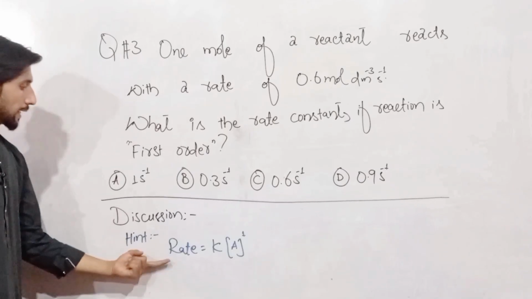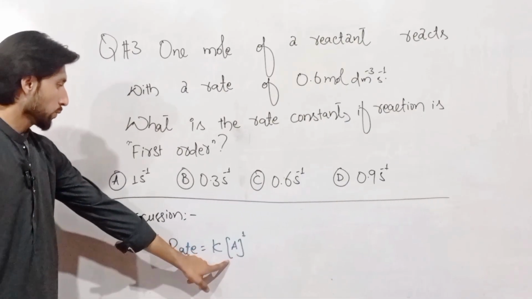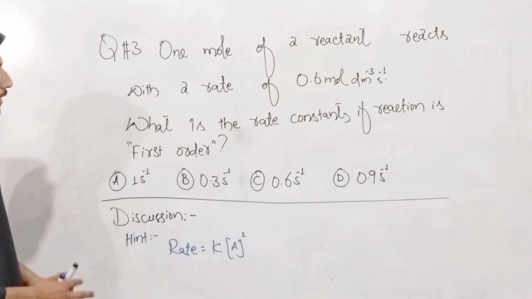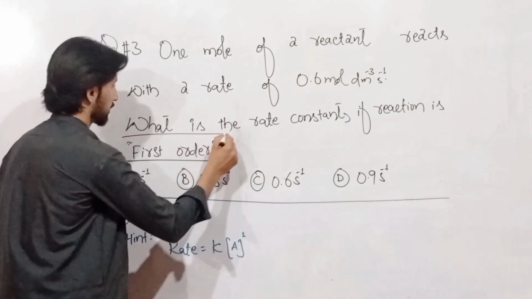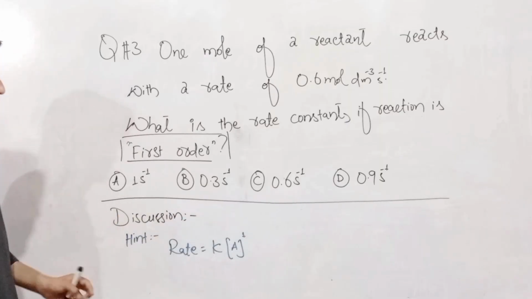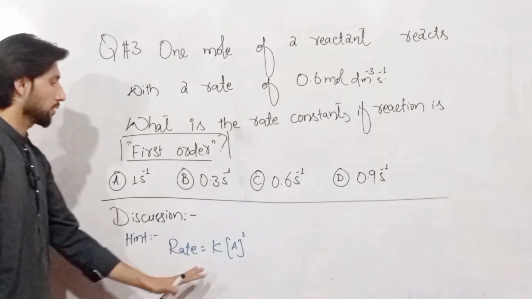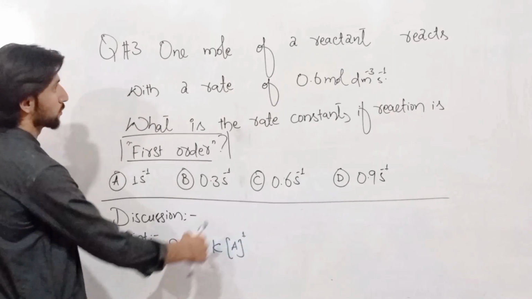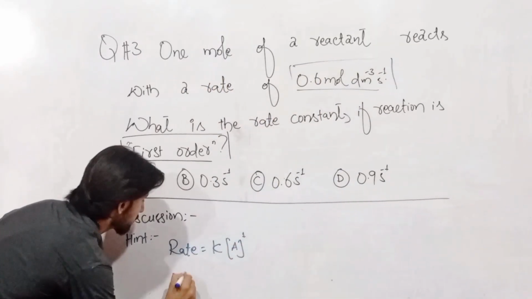As we know, rate is equal to K, the rate constant, into molarity of the reactant to certain powers. Here the power is 1 because the order of reaction is 1. As we have discussed earlier, the power of the molarity is the order of the reaction. Here the reaction is first order, so we put 1 in the power of the molarity. We just have to put the values in the place of rate. We will put the value of rate, that is 0.6.